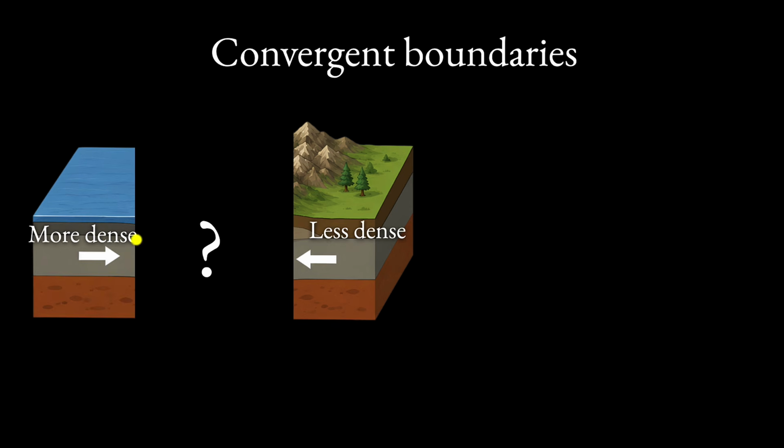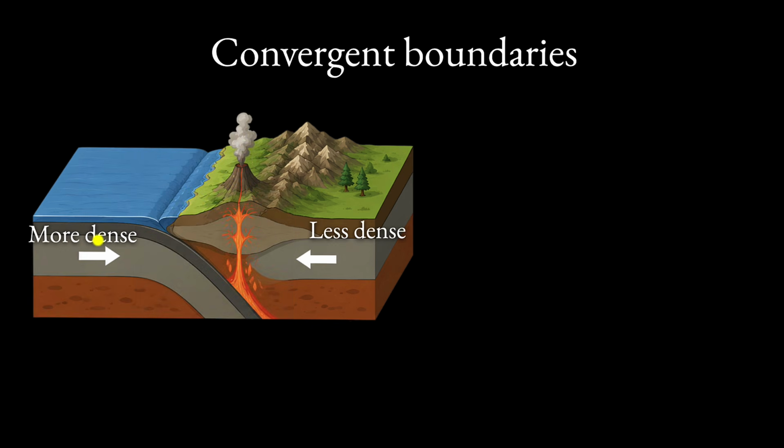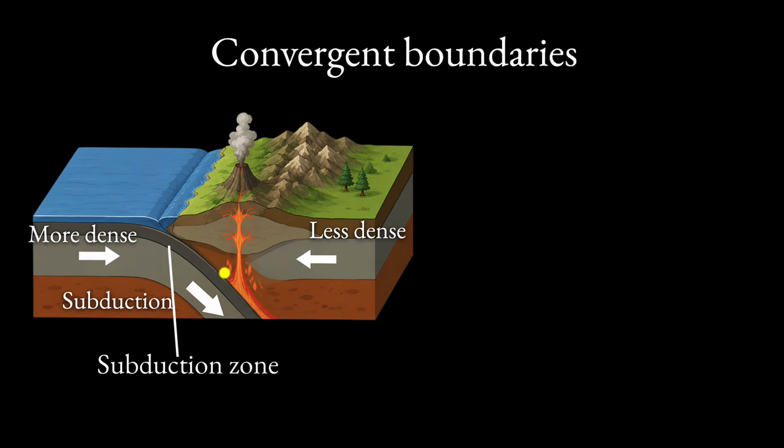So because the oceanic plates are denser, coupled with the fact that they are thinner, when these two collide, the oceanic plate sinks in. This process is called subduction, and this region is called the subduction zone. And several dramatic things can happen over here.